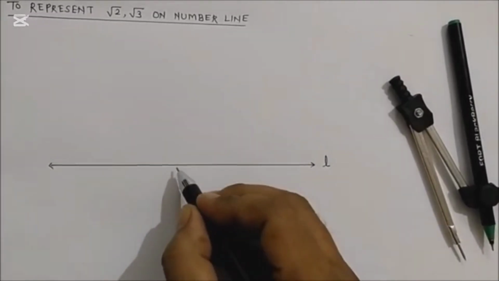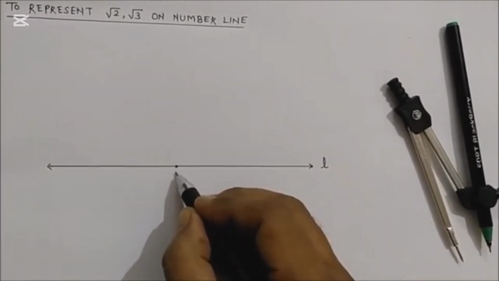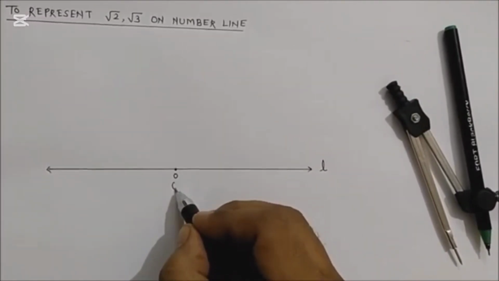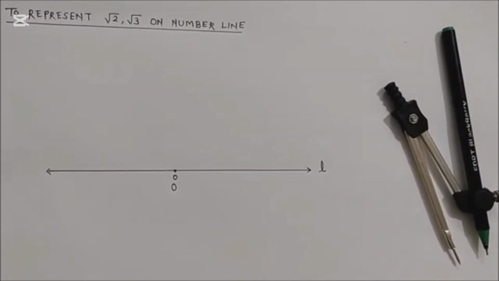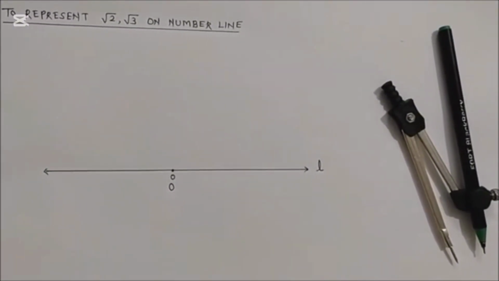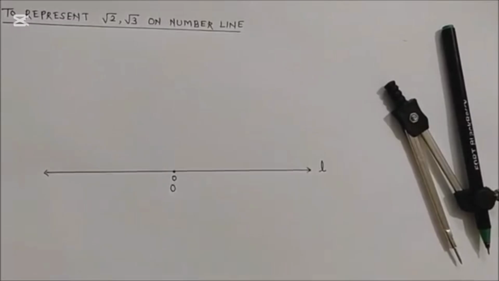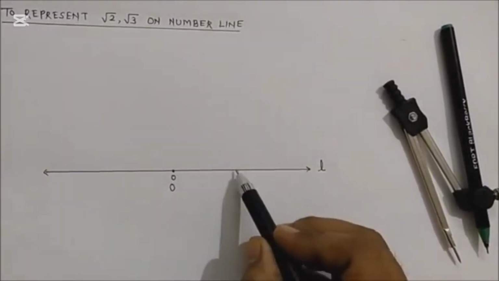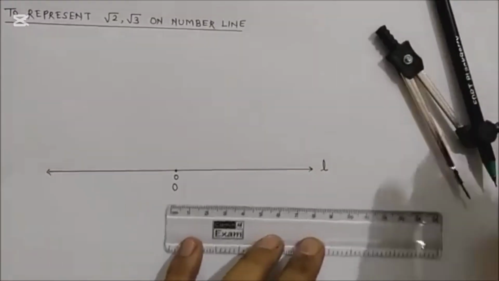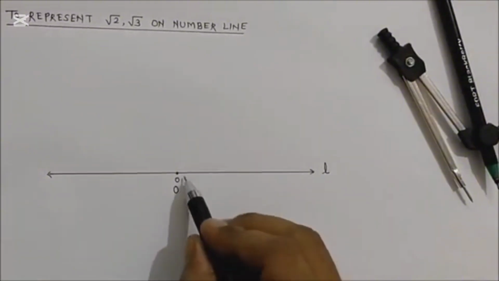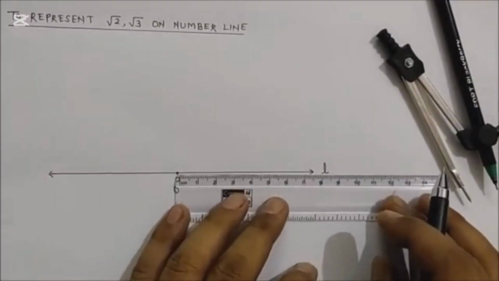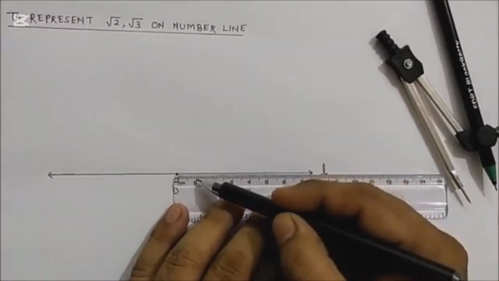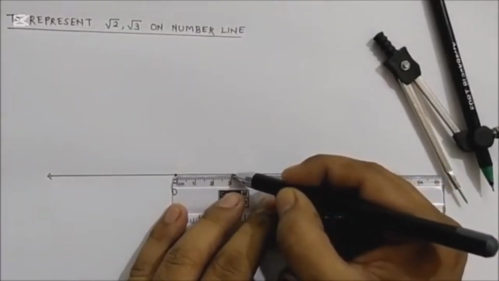Then you mark one point here. This is 0. Mark this point as O. After this, on the right side, we are going to take one more point. Any distance you can take. Suppose we are taking, say, 3 centimeter.